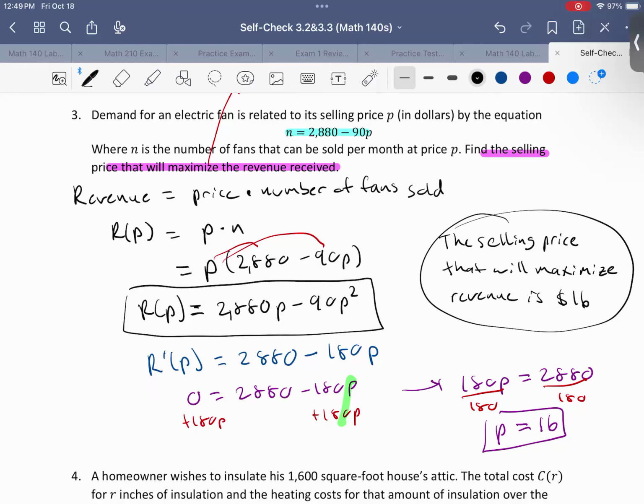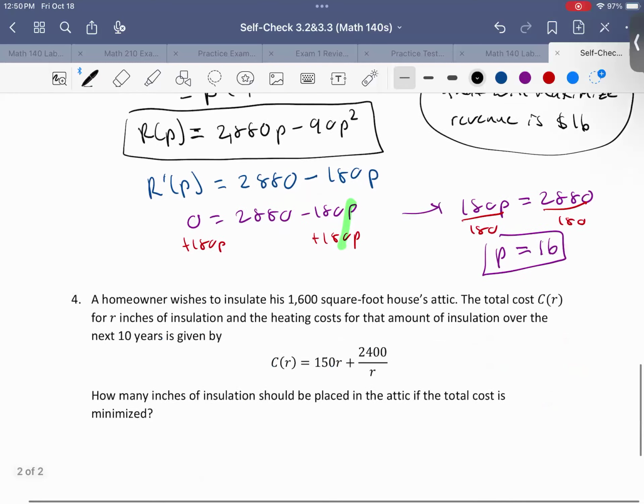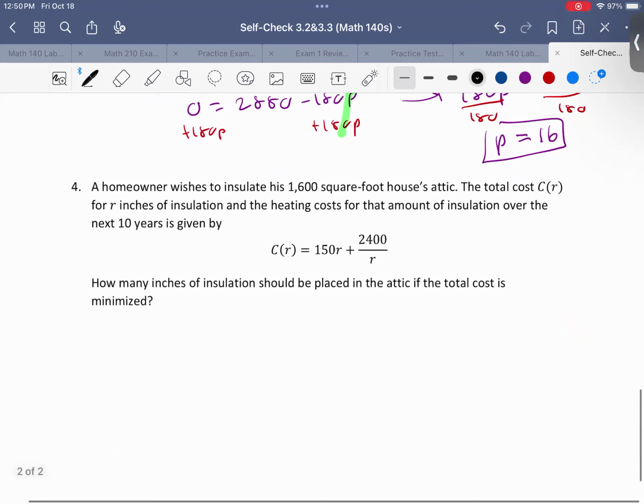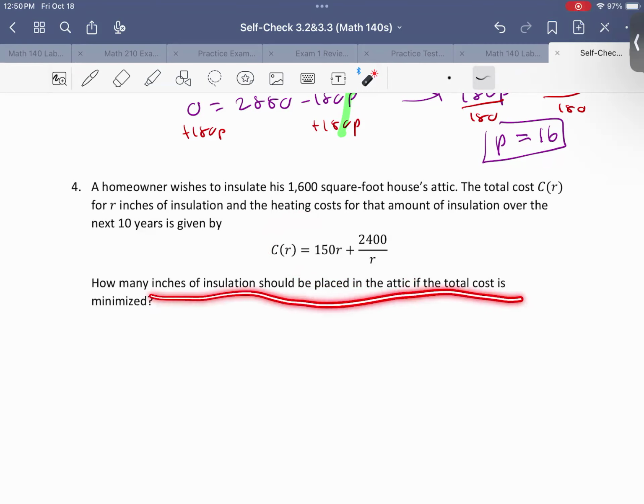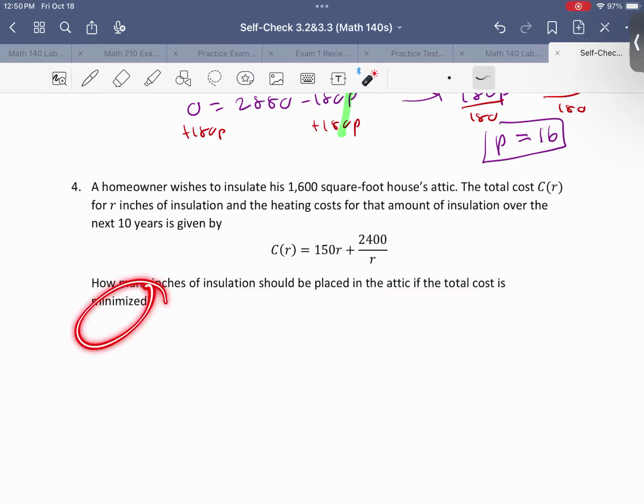Okay. Now let's go ahead and check out number 4. Number 4 says a homeowner wishes to insulate his 1,600 square foot house's attic. The total cost as a function C of R for inches of insulation, and the heating cost for that amount of insulation over the next 10 years is given by C of R equals 150 R plus 240 divided by R. So how many inches of insulation should be placed in the attic if the total cost is minimized?